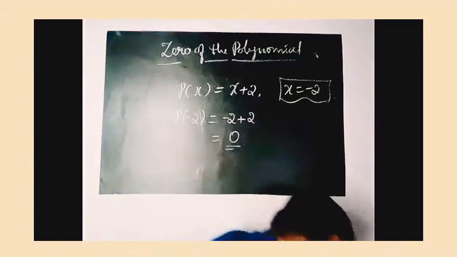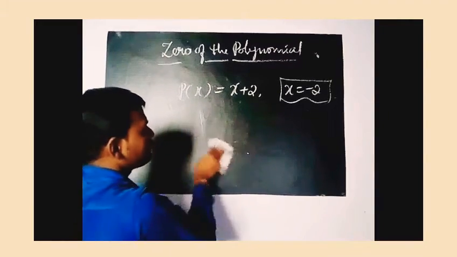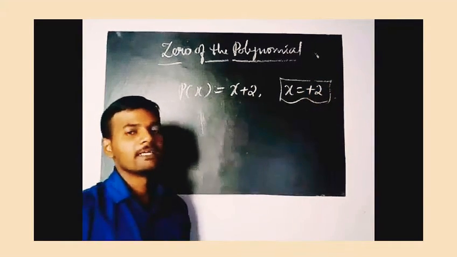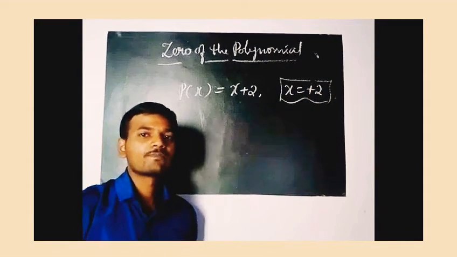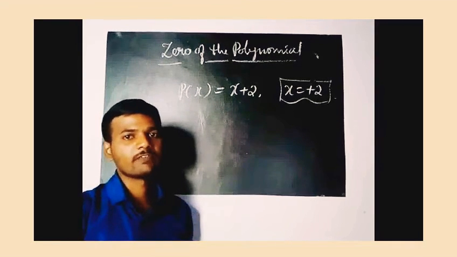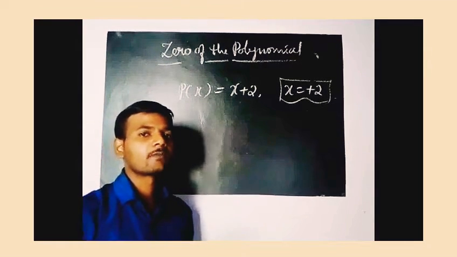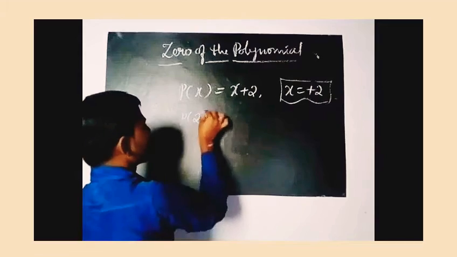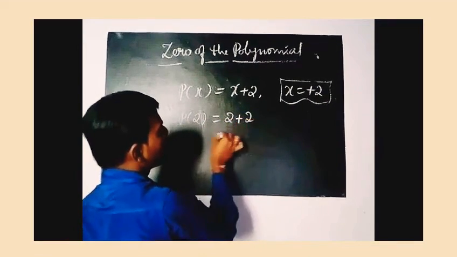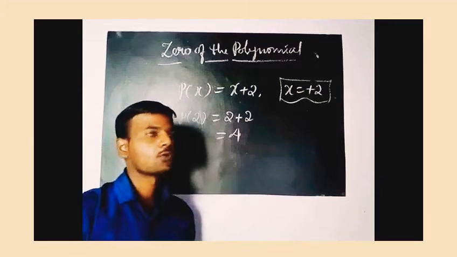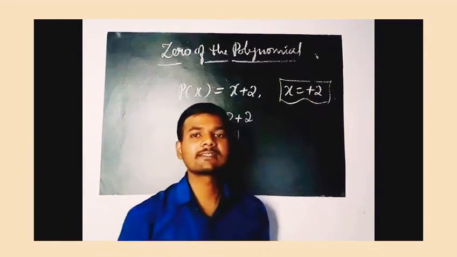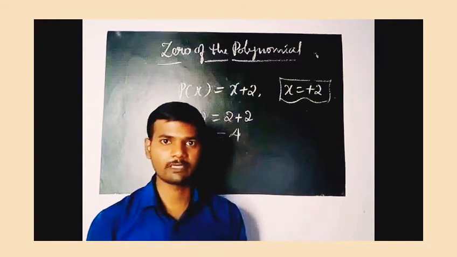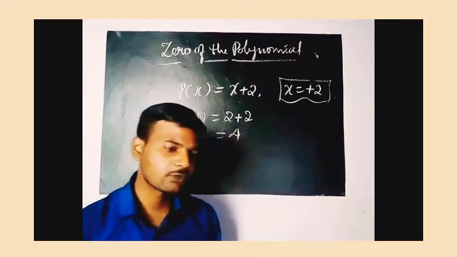Now let me check one more. If x is equal to plus 2, check if it becomes 0, then it is a zero of the polynomial. If it does not make the polynomial 0, then it is not the zero of the polynomial. P of 2 is equal to 2 plus 2, which means 4. So x is equal to 2 is not the zero of the polynomial. In this way we are going to find the zeros of the polynomials.